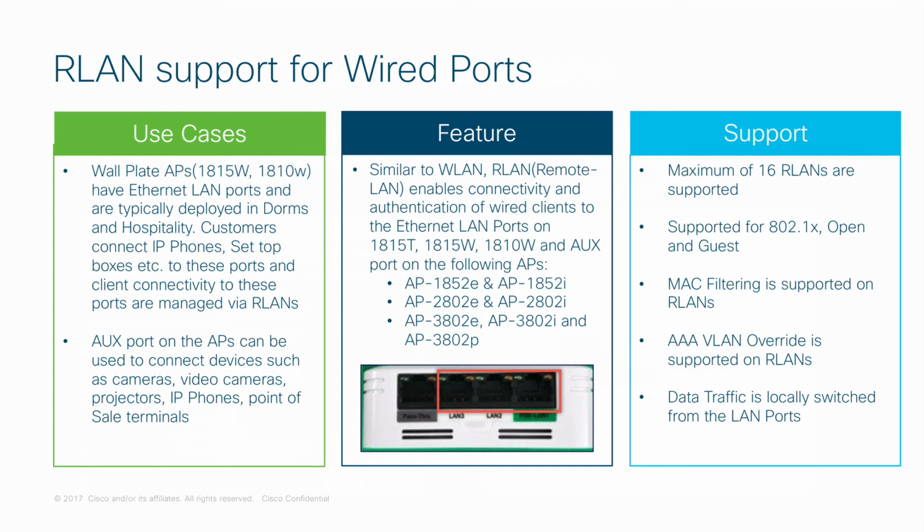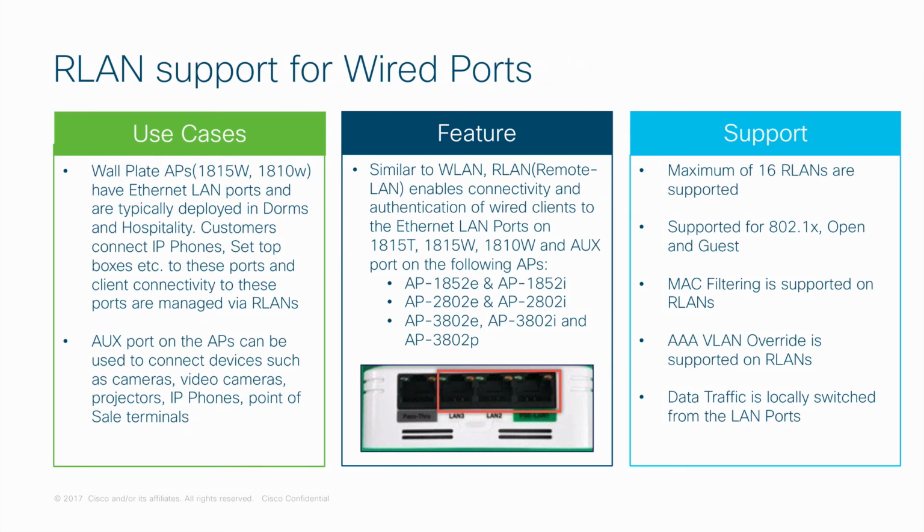Now we also have aux ports available on other APs like the 2800s and the 3800s. They don't have wired LAN ports, they have aux ports. You can use RLANs to manage those aux ports as well. So once again, if there is a need to connect a device, let's say a camera, to the aux port, you can enable that aux port using RLANs.